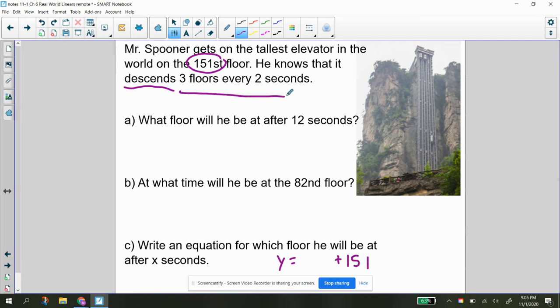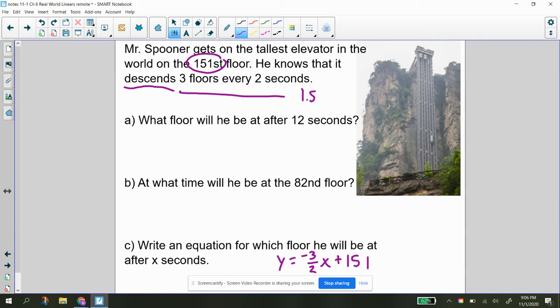Here's my slope. I'm going down 3 floors every 2 seconds. So that to me sounds like I'm going down 1.5 floors every 1 second. So it's going to be negative because we're going down, 3 halves x. So if you want to know what a negative slope looks like in one of these questions, this is a good example. And then you can figure it out from here.